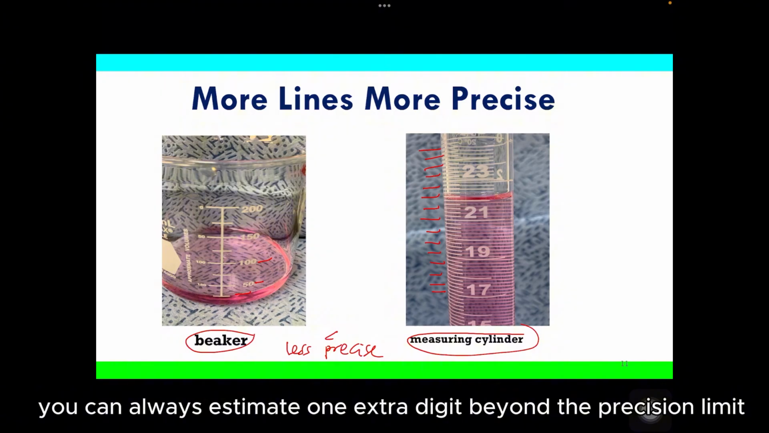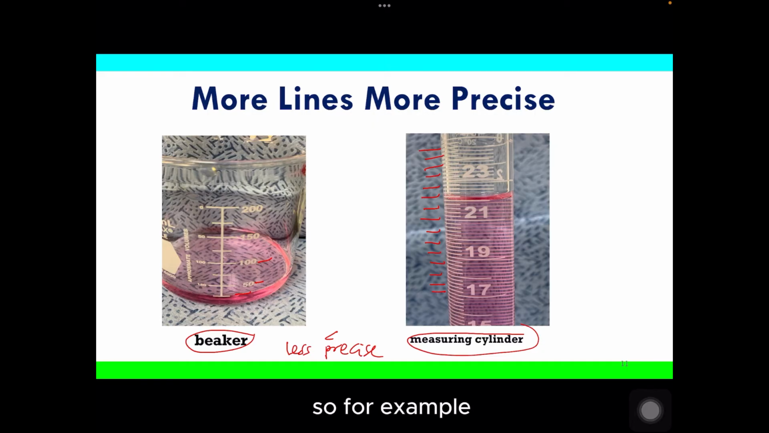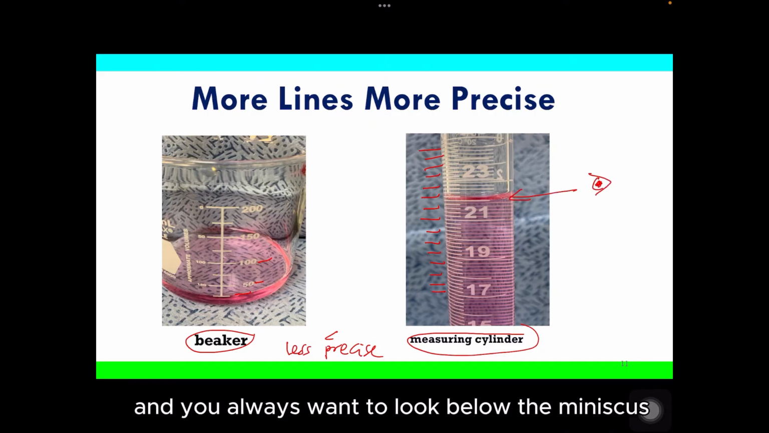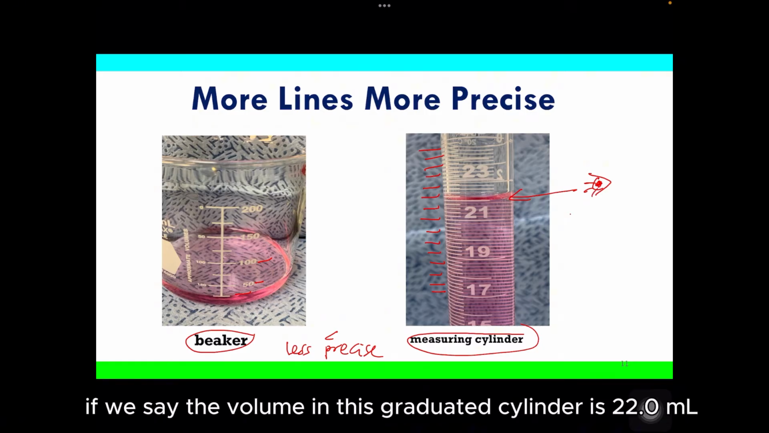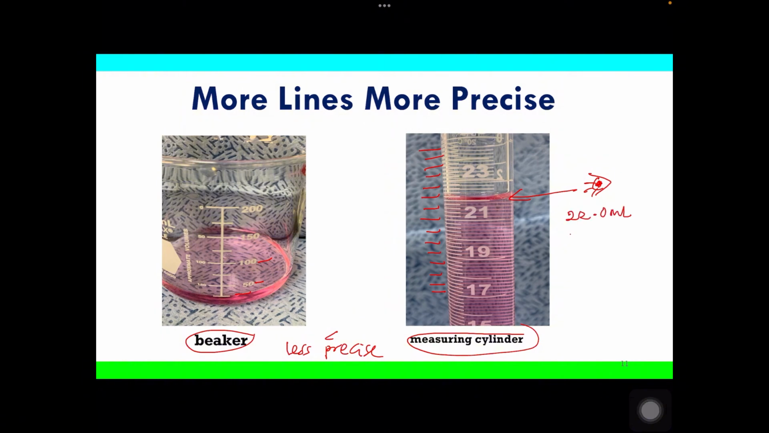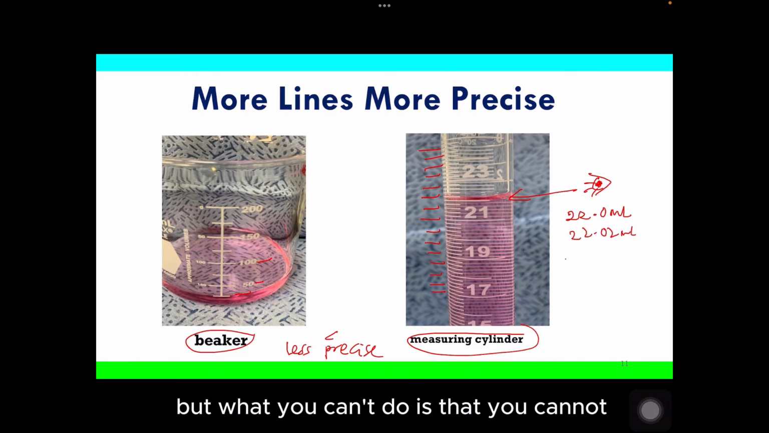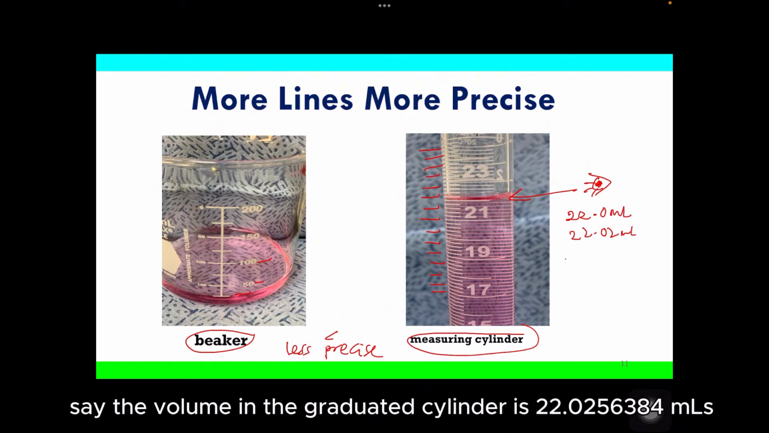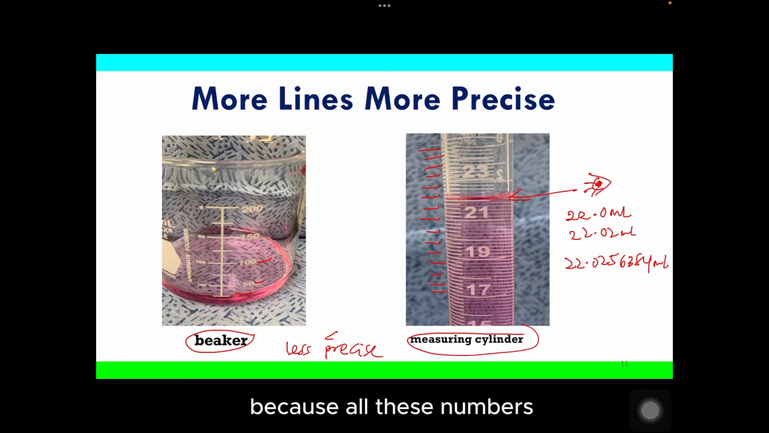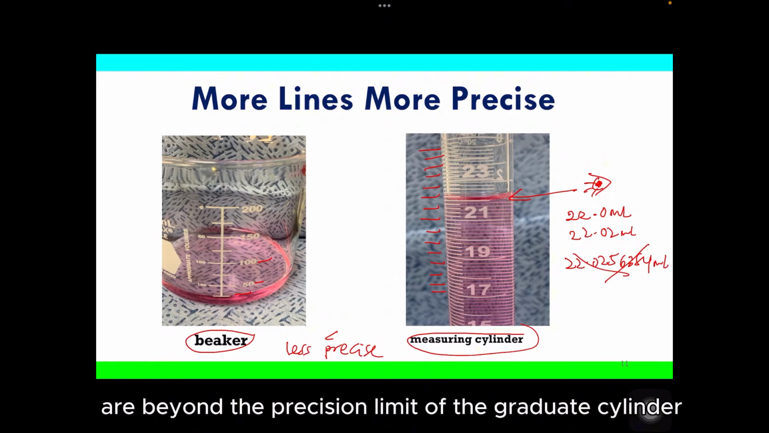You can always estimate one extra digit beyond the precision limit with any instrument. So for example, you always want to look below the meniscus when you're reading a measurement. If we say the volume in this graduated cylinder is 22.0 mL, we can estimate it to be 22.02 mL. But you cannot say the volume in the graduated cylinder is 22.0256384 mL, because all these numbers are beyond the precision limit of the graduated cylinder.